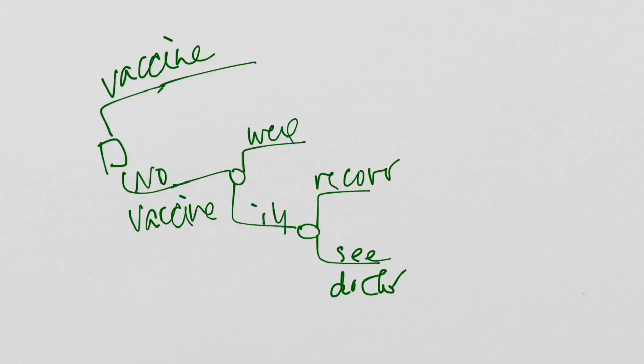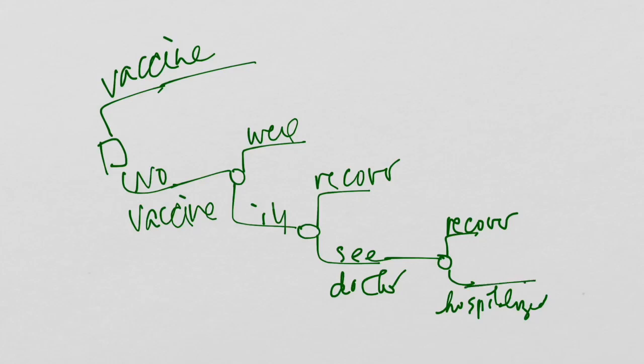If they were to go see a doctor, then maybe it might speed up the recovery because they're not just recovering by themselves at home, they're getting some treatment. Or in the unfortunate scenario, even if they go see the doctor, maybe it's so severe that even home remedy isn't a possibility, so they can become hospitalized. So these are all the events that can happen if they don't get vaccinated.